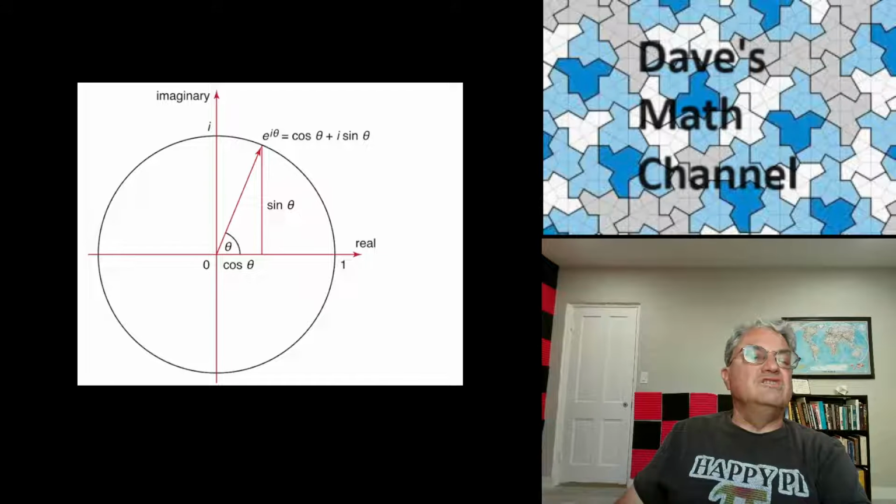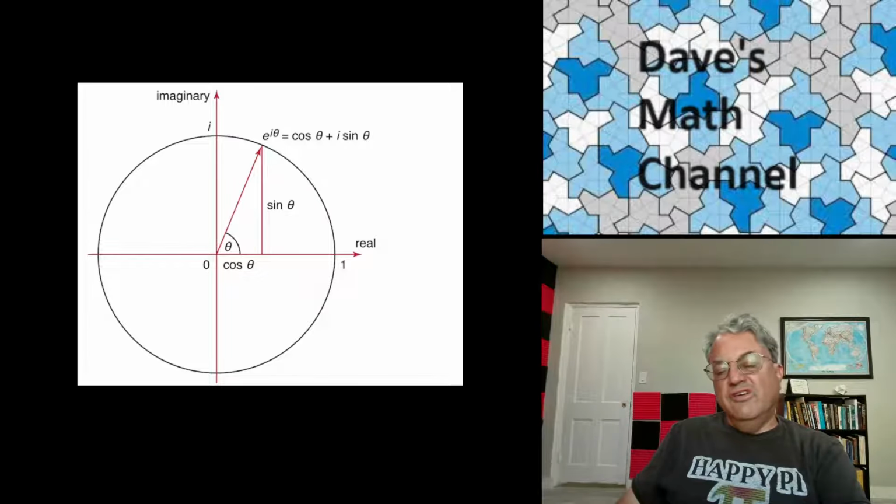Here they do use theta instead of phi. And geometrically, you can see that e to the I theta is nothing but cosine theta plus I sine theta. So that's a nice geometric way to visualize e to the I theta. It's just the unit complex number with angle theta, or the complex number, if you like, with absolute value 1 and argument theta. Very nice way to write it.